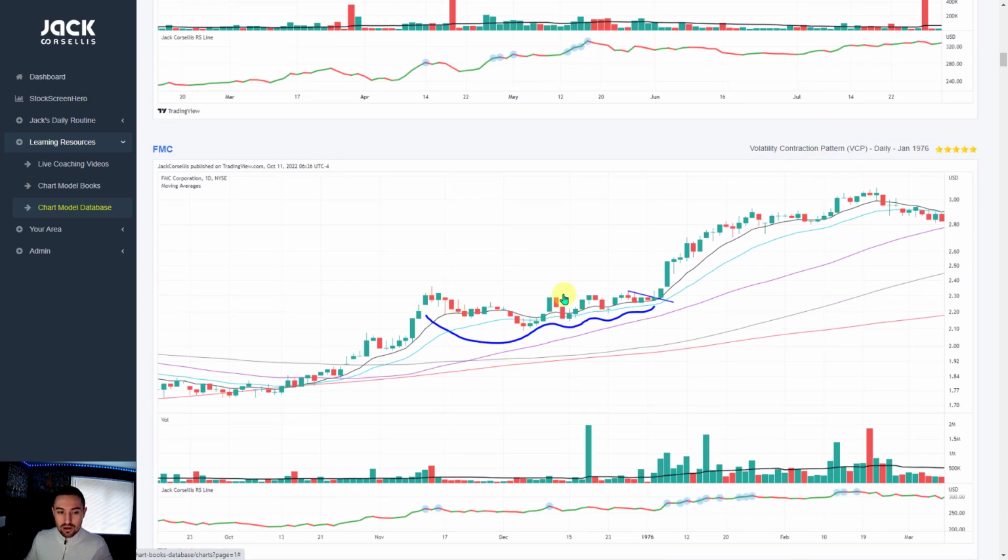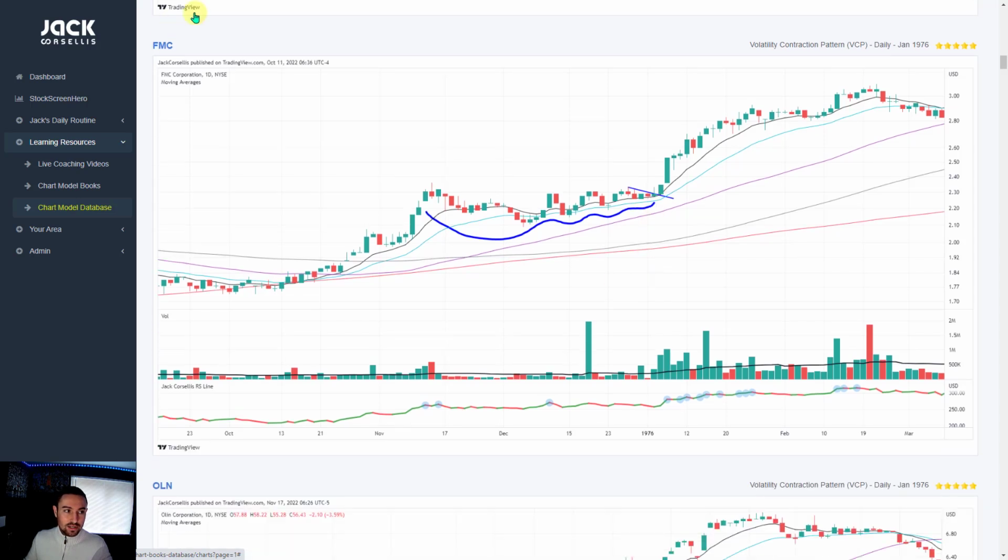But here you go. You can see how it starts building the higher low contractions. There's 4 contractions. This is FMC. This is January 1976. You have 1 contraction, bounce, 2 contraction, higher low, bounce, 3 contraction, higher low, bounce, and then you get tightness. But note that the pivot and the trigger bars, we'll talk about trigger bars in a couple of minutes time, is happening above all of the key moving averages.